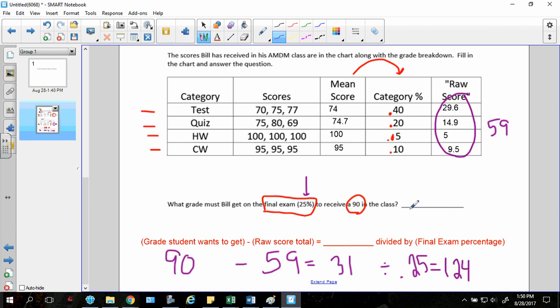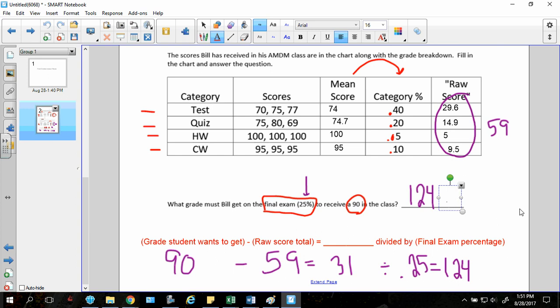So in order for Bill to make a 90 in the class, he has got to make a 124 on the final exam. Now, you know as well as I do, you cannot make 124 on a final exam that has a maximum score of 100. So basically what we conclude at this point is that if it's above 100, that is not possible, which means Bill will never get a 90 in the class.